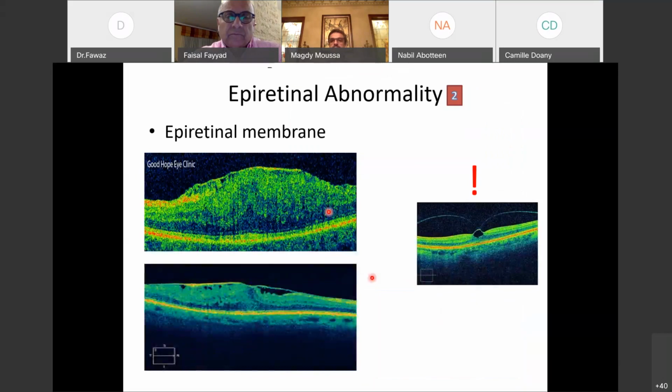Now, the second area is the epiretinal abnormality. As we mentioned, epiretinal means on the surface. The common pathology we find is the epiretinal membrane. Usually we see the membrane as a hyperreflective line, which usually sticks to the macula at more than 1 point and is irregular. This is completely different from the vitreous, which is a thin, regular, smooth line attached to the macula or the fovea at just 1 point. So this is just to differentiate between the vitreous and the epiretinal membrane.